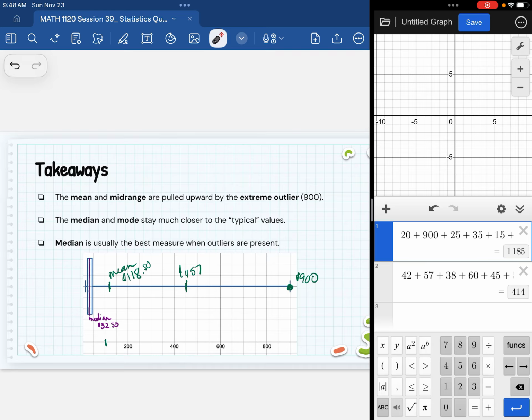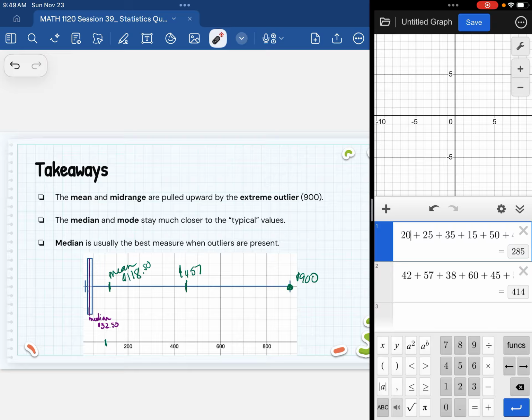They should be pretty close if you have a symmetric data set. They should be very similar, the mean and the median. Actually, let's go ahead, and I'm looking at my calculator over here on the right. I'm going to take out that outlier of 900 just so you can see.